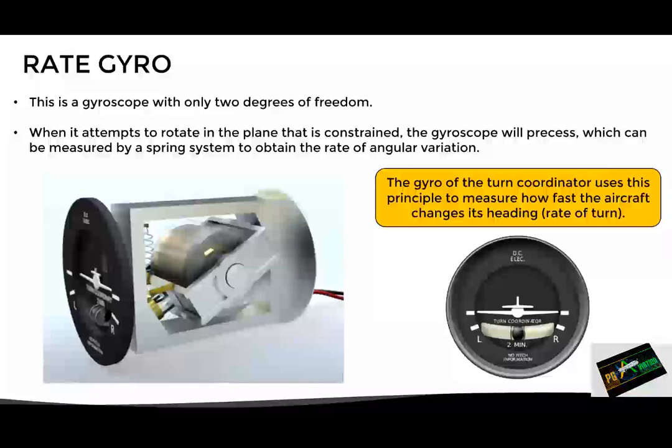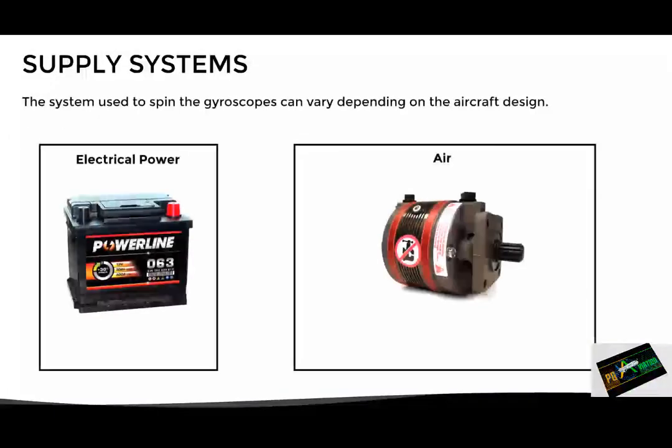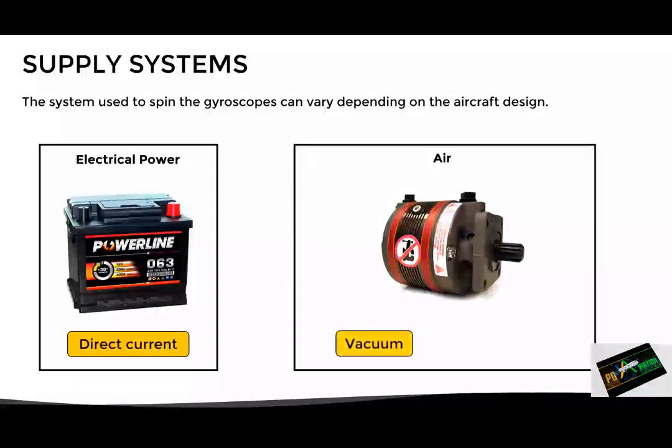In upcoming videos, we will look in more detail at the exact principle of operation of the gyroscope of each instrument. So with this being said, let's look at the different systems that can be used to spin the instrument gyros. In aviation, gyros can be driven by electricity or by air. In the electrical system, it is most common to use direct current. And in the air system, either vacuum suction or positive air pressure can be used.